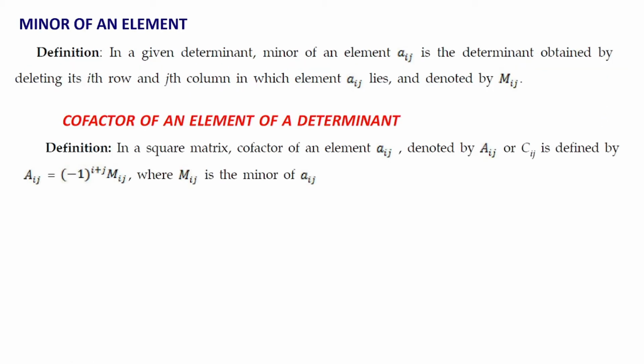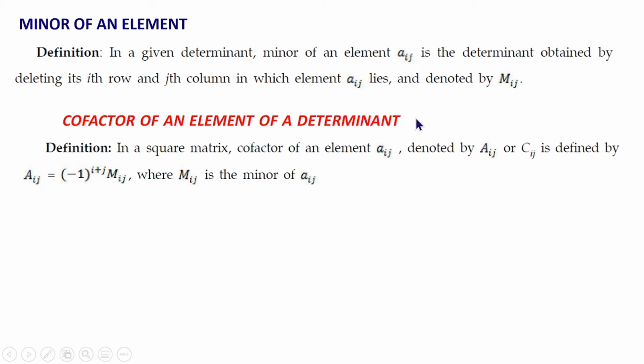Now moving on, we will see what is the minor of an element. In a given determinant, the minor of an element Aij is the determinant obtained by deleting its ith row and jth column in which Aij lies, and the minor of this element Aij is given by Mij.